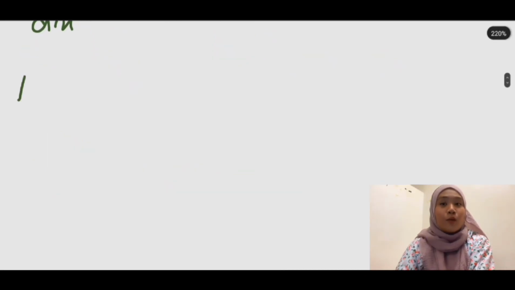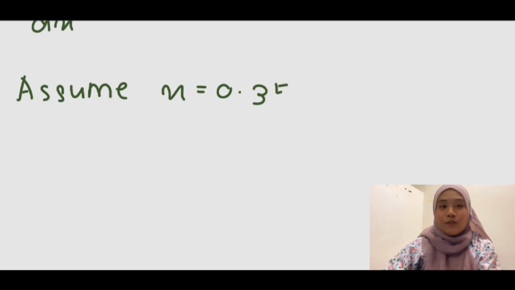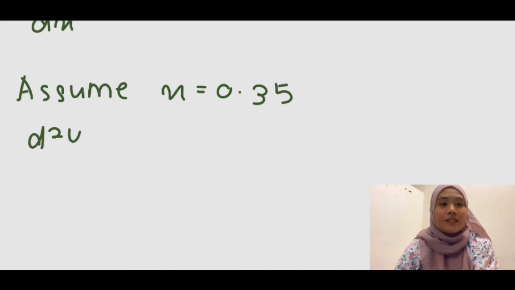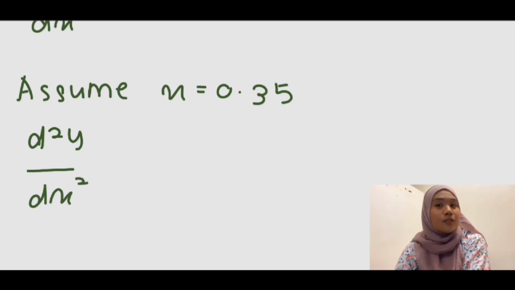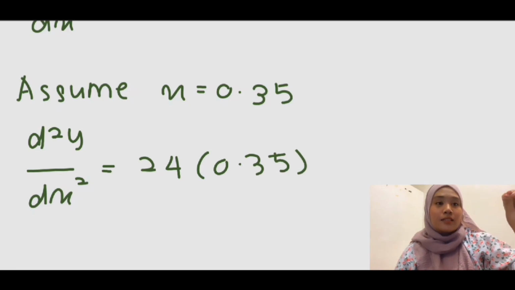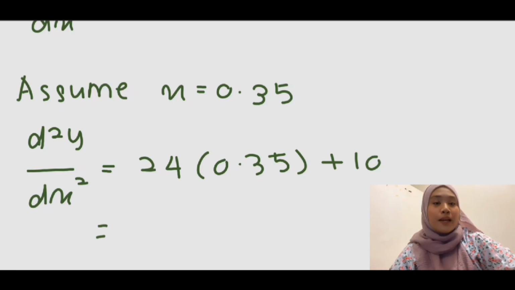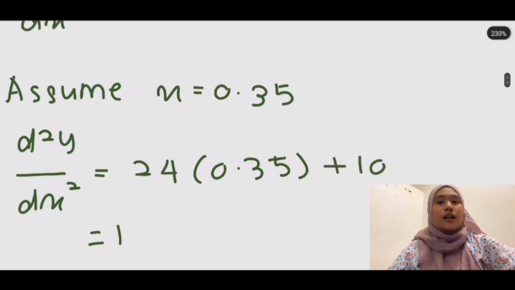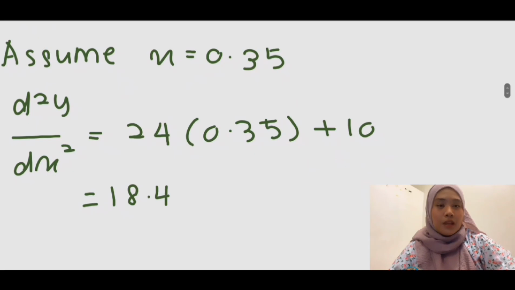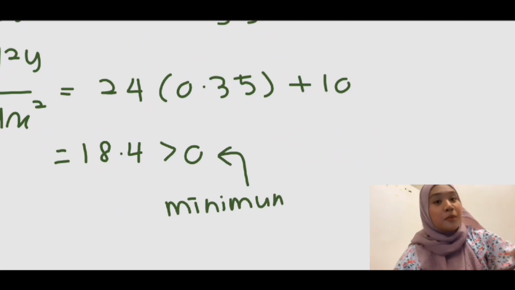Okay guys, so after that we have to assume x equals 0.35. So we have to use the same formula, which is d squared y over dx squared equals 24x plus 10. With 0.35 you have to include it in the bracket, so we get 24 in the bracket 0.35 plus 10. So we can get the answer, which is 18, more than 0, and then we can get a minimum point.